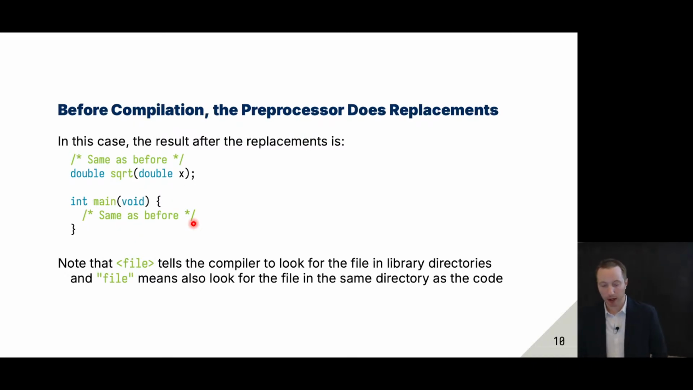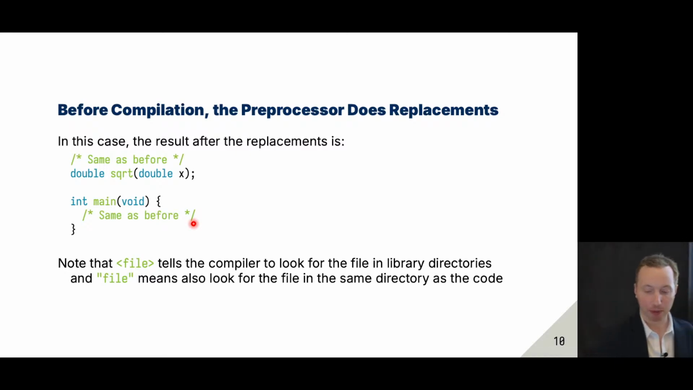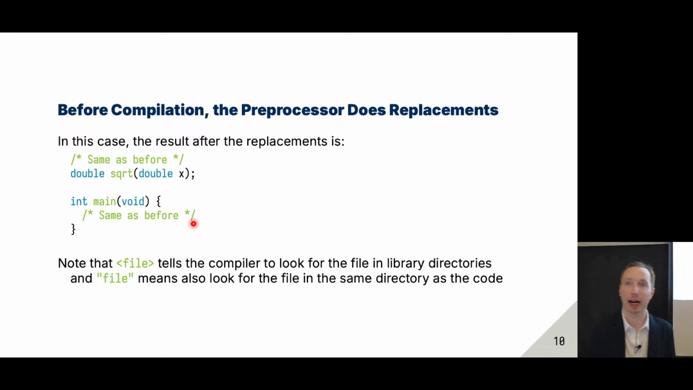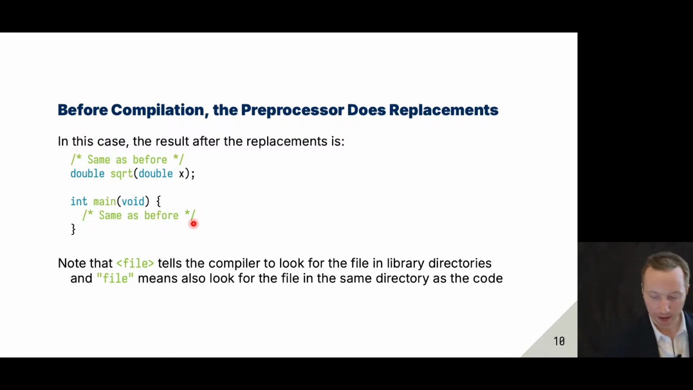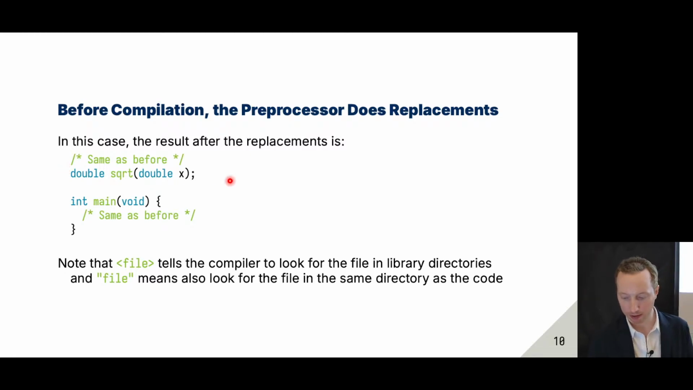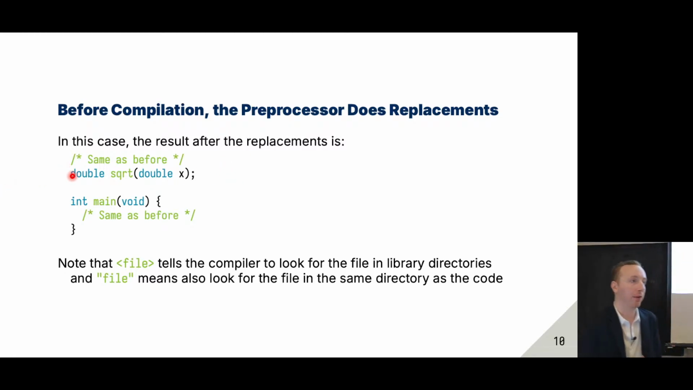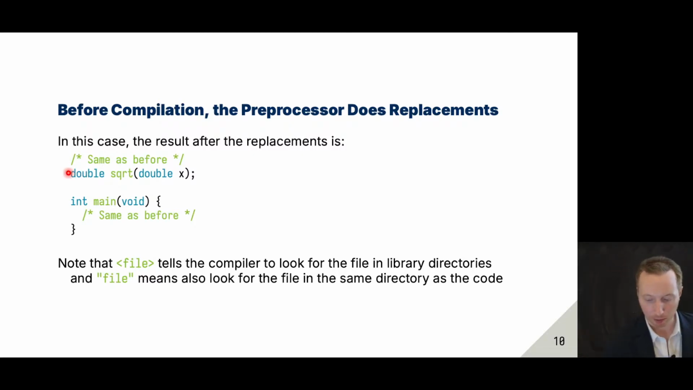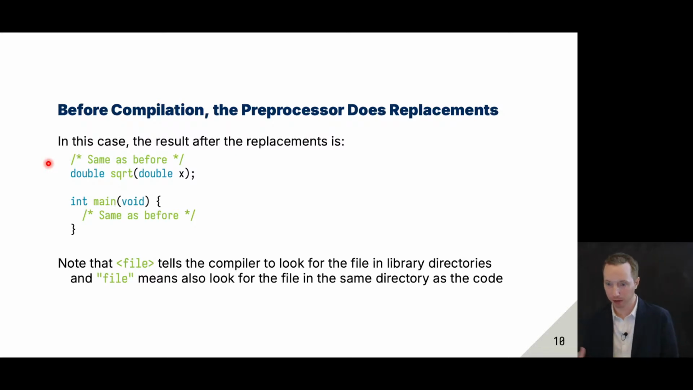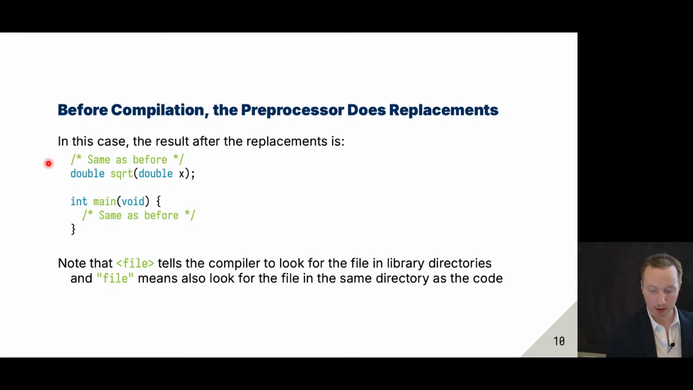So I could have my main exactly the same as before. And then before compilation, what the preprocessor is going to do is replace that hashtag include. So in this case, if all my square root.h file contains is this function prototype, after the preprocessor runs and gets rid of all the hashtags, the compiler will see this as its code. So it will see the function prototype for square root, and then my main that actually uses it.